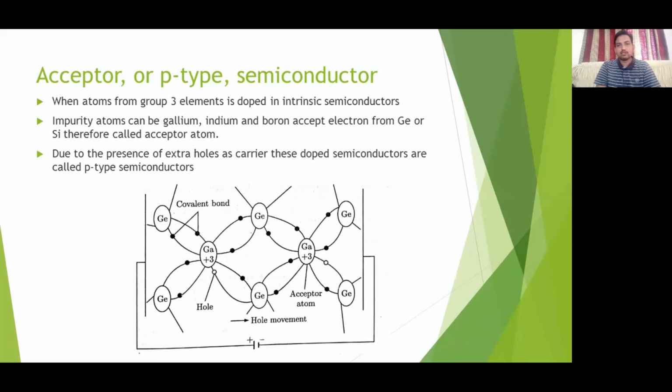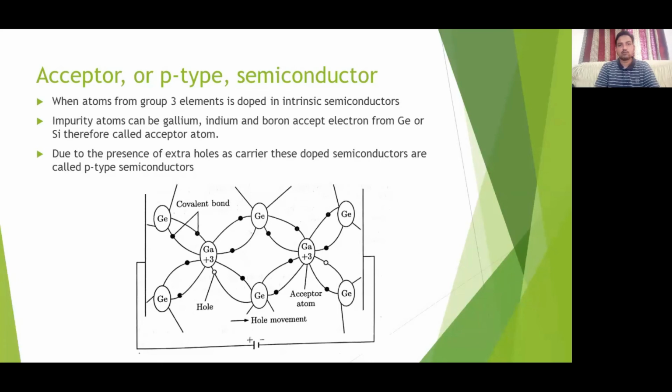So it has an extra hole. It is still unpaired because it has 3 electrons. So now it has 7 electrons in its outermost shell. So there is still a deficiency of an electron to complete its octet. Basically, these are the materials which accept electrons from the germanium. So these impurities are called acceptor atoms, which accept electrons from the germanium or from the silicon. Therefore, they are called acceptor atoms.